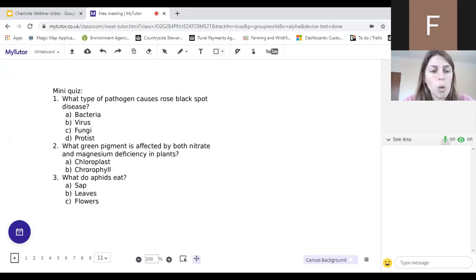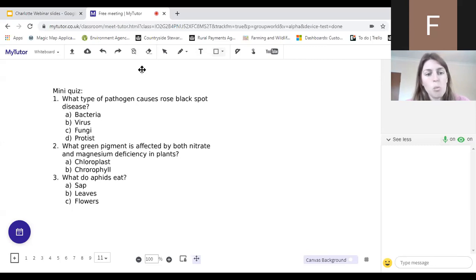Okay, question 2. What green pigment is affected by both nitrate and magnesium deficiency in plants? A, chloroplast, B, chlorophyll. Pop your answers in the chat box. A few more now. Good, yes, lots coming in. Chlorophyll is the correct answer. Bit of a trick question, that one. Chloroplast is the organelle that contains the chlorophyll, which is what enables photosynthesis to take place. So it's just checking your understanding of cell biology there.